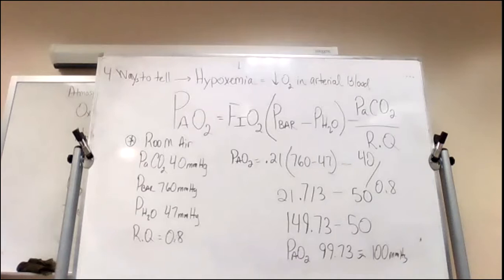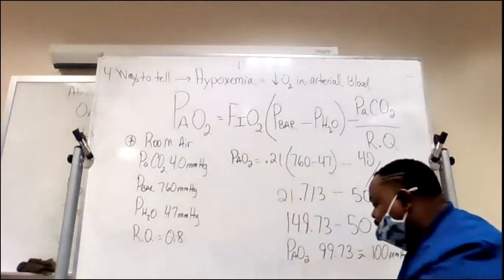You'll learn it's not as big as it looks, because the P bar and the water pressure are usually always the same. So that's usually always 713. And then a normal CO2 is 40, normal RQ is 0.8, so that's always going to be 50, right? But when things start changing, of course, you need to know how to do it. So let's look at another.